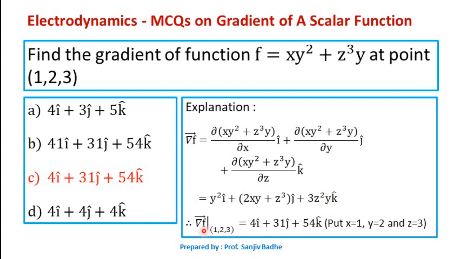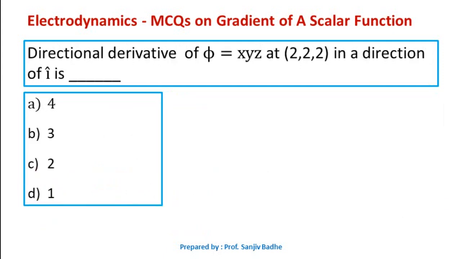So therefore gradient of f at point 1, 2, 3 is obtained as 4 i cap plus 31 j cap plus 54 k cap. Let us find this option in the given options. It is present at option number C. So option C is the correct option here. Let us move on to the next question.